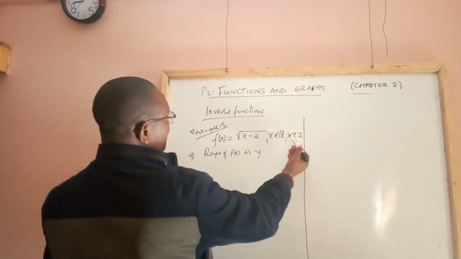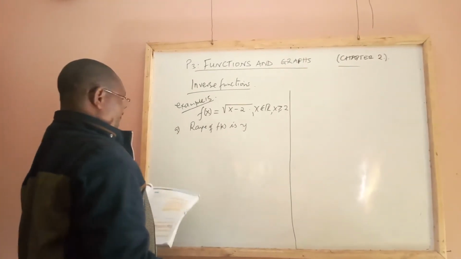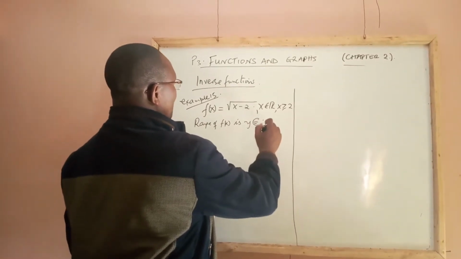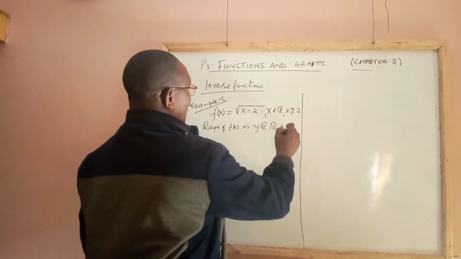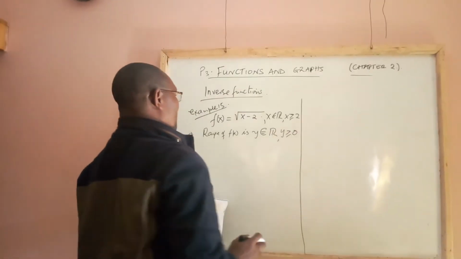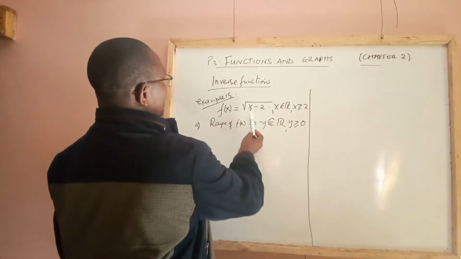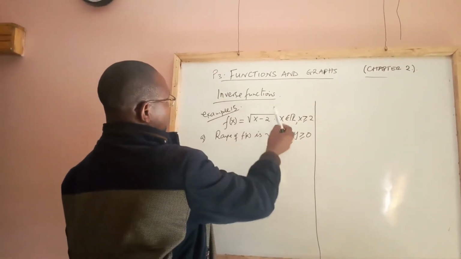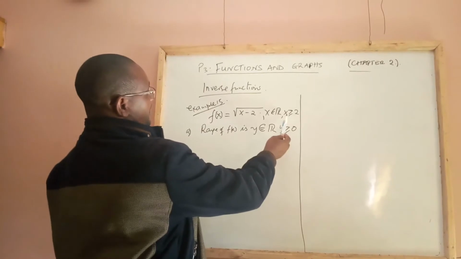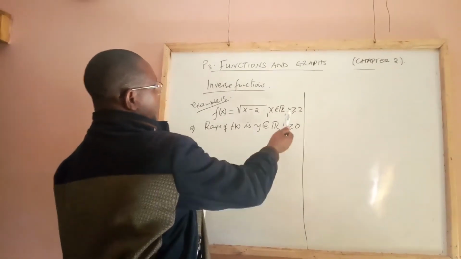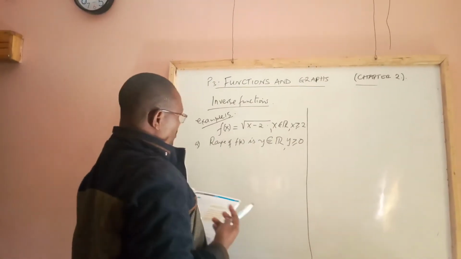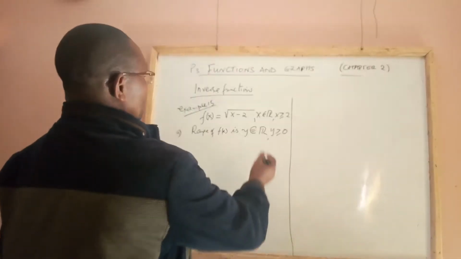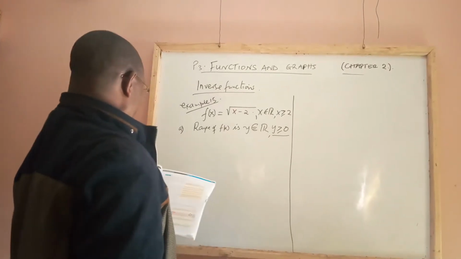Remember, x is the independent variable and y is the dependent variable, which is also a real number, and y is greater than or equal to 0. This is because when x is 2, 2 minus 2 is 0, and the root of 0 is 0. If x happens to be something different, like 3, then 3 minus 2 gives 1, and of course the root of 1 is 1. So this is the range of that particular function.